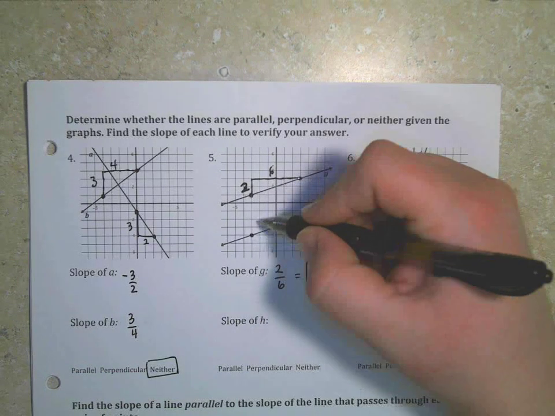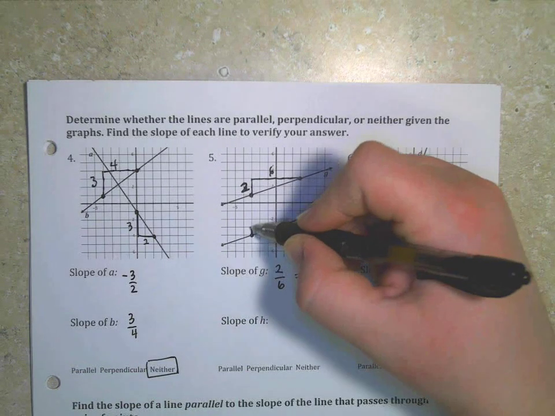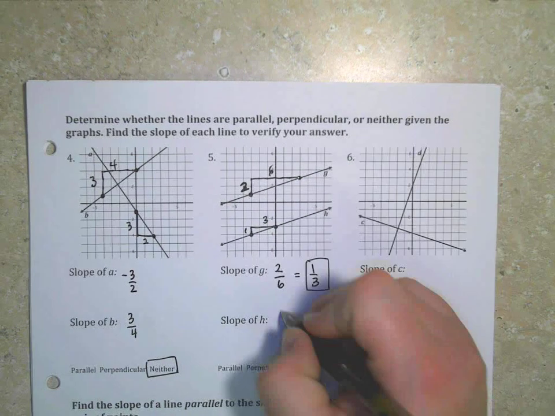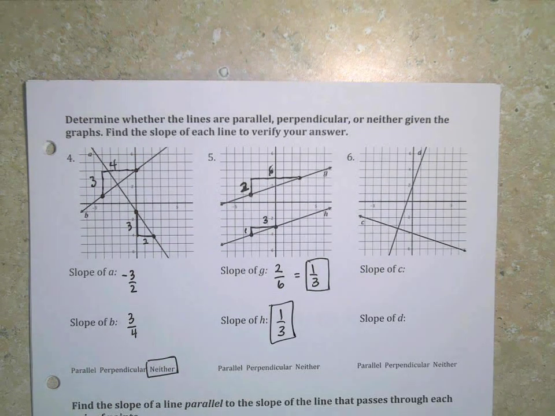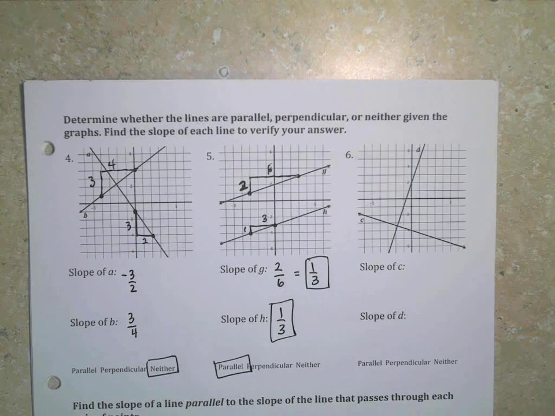And here we have 2. Oh, here I can go closer. So up 1 over 3. So that one is also 1/3. They are identical, and that makes those lines parallel.